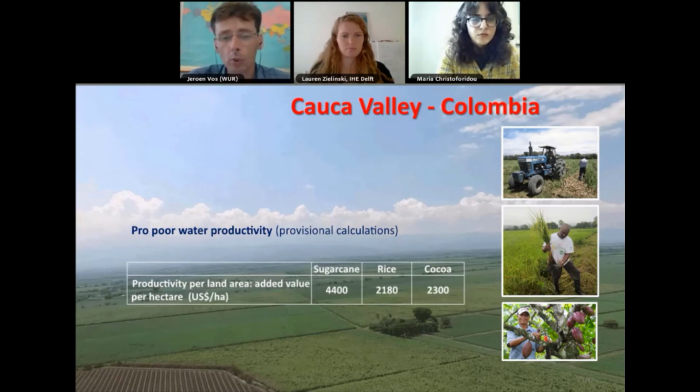So this is important politically because these numbers are used by the regional government to say, okay, we have to stimulate sugarcane because it produces 2 times more economic growth or economic benefit. And actually it's true. So you can say, okay, from the perspective of stimulating economic growth or economic production, it makes sense to stimulate sugarcane.